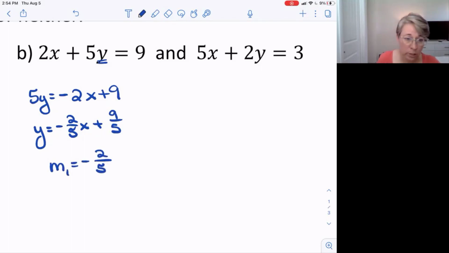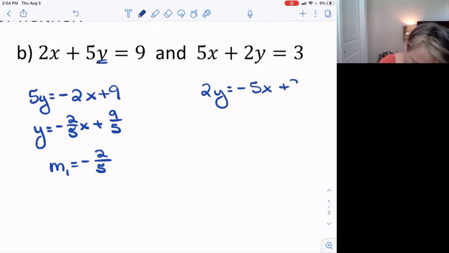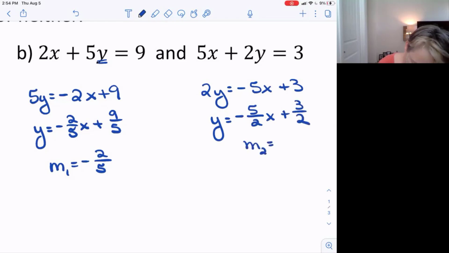On the second equation, again, we're going to subtract 5x from both sides. So we get 2y equals -5x plus 3. Divide everybody by 2. We get y equals -5/2 x plus 3/2. So this slope is -5/2.